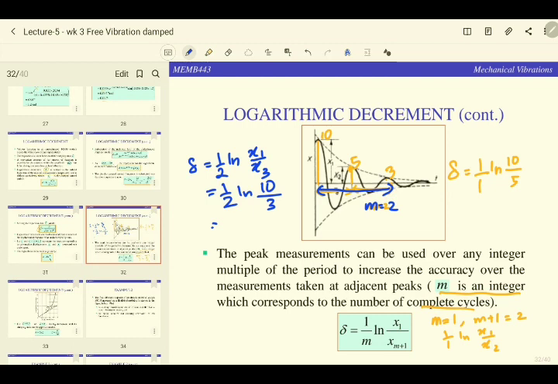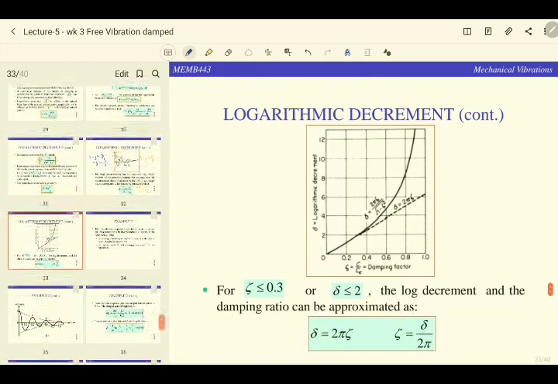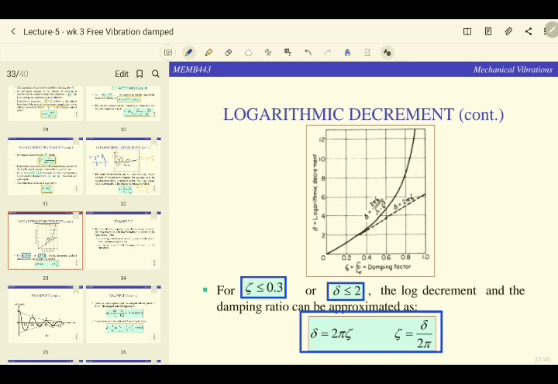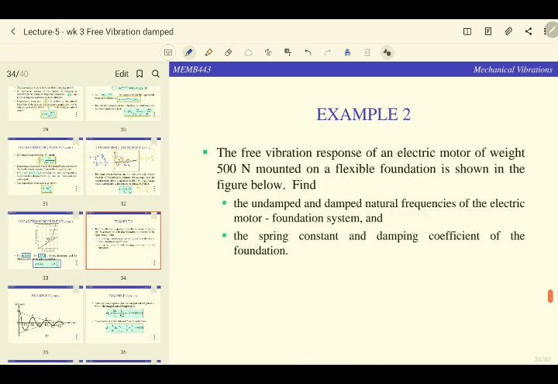Make sure you know the number of cycles is 1 less than the number of peaks. In this case, you have 3 peaks, but the cycle is 2. So that's what it says by this relationship. This is the case where zeta is less than or equal to 0.3, or your delta is less than or equal to 2. So you can have the luxury of using this equation. That would be an easier example.